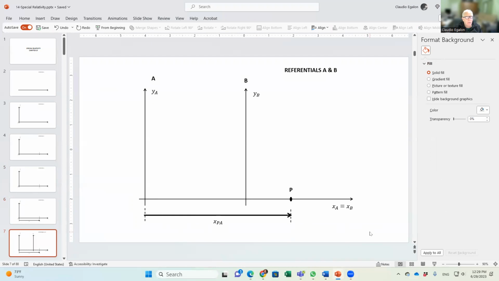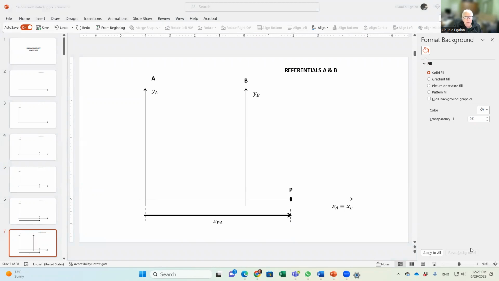And then we add a referential B. If you want to work with relative motion, it's going to be motion with respect to two referentials, one referential with respect to another. Okay, so I'm adding the second referential that you see.